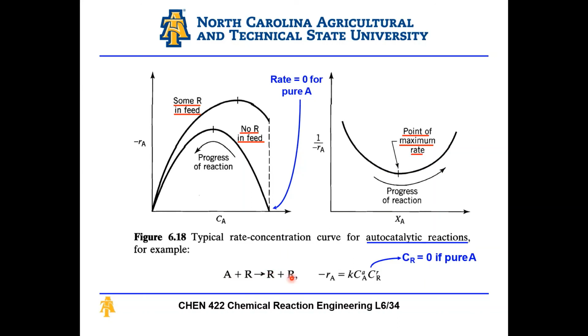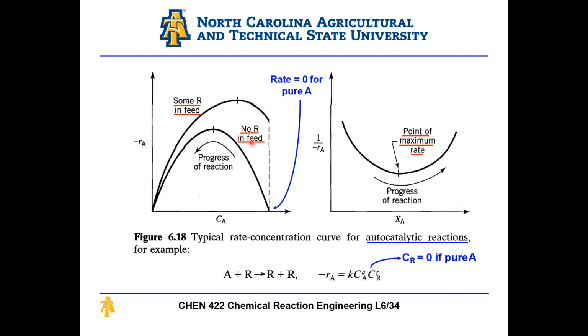Basically, the product catalyzes the reaction to make it go much further. And if I plot minus RA over CA, I tend to get these types of curves. They look a bit complicated, where if I have some recycle in the feed, not recycle, some product in the feed, my curve between minus RA and CA looks like this.